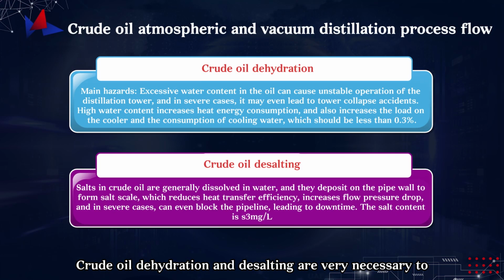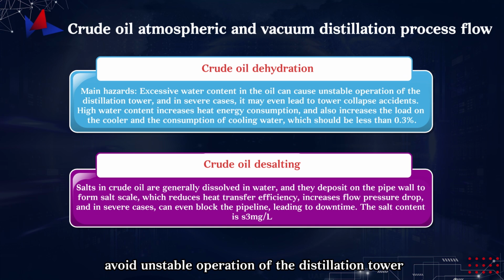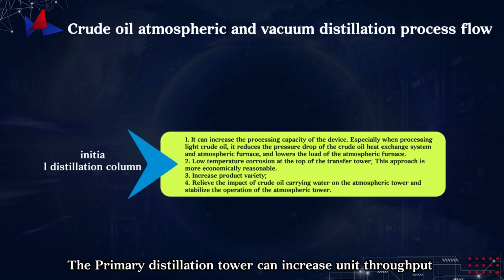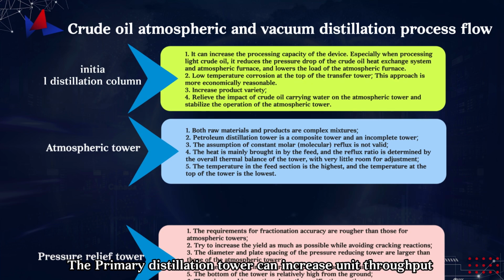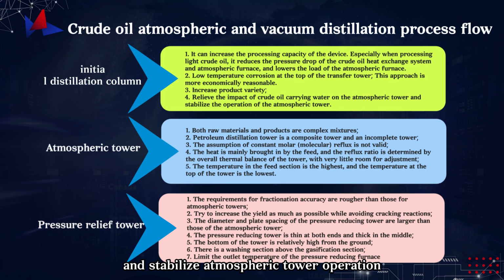Crude oil dehydration and desalting are very necessary to avoid unstable operation of the distillation tower and salt deposition on pipe walls. The primary distillation tower can increase unit throughput and stabilize atmospheric tower operation. The heat for the atmospheric tower basically relies entirely on the feed. The reflux ratio is determined by the overall heat balance of the tower, leaving little room for adjustment.